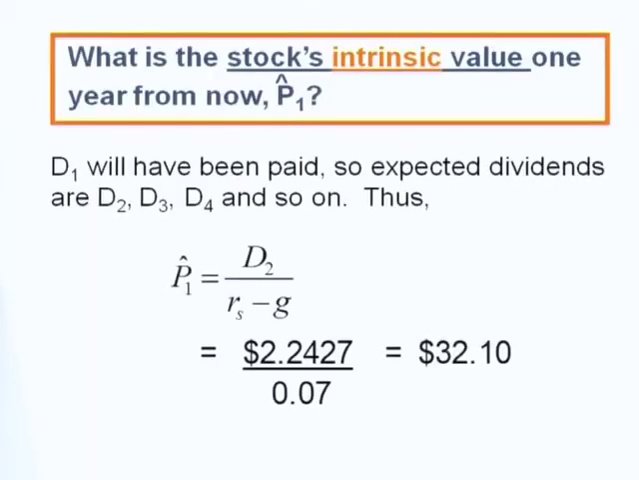What if you want to find the intrinsic value at time 1, not time 0? Again, you can also use the Gordon model. Why? g is still constant forever and Rs is still greater than g. So P1 will equal D2, because we're looking for P1, the dividend needs to be one period after. So P1 equals D2 divided by Rs minus g, and you get P1 of 32.1.